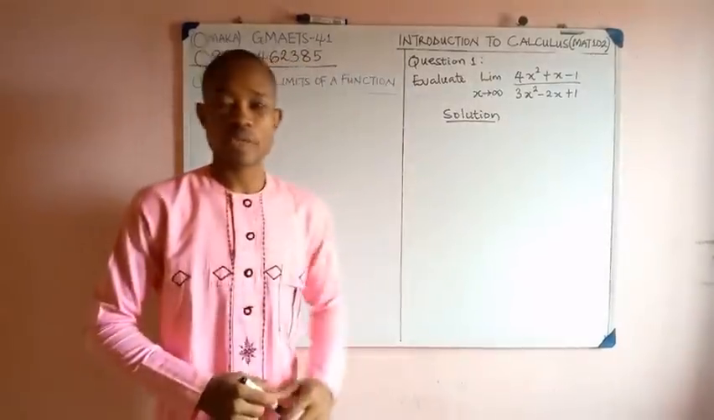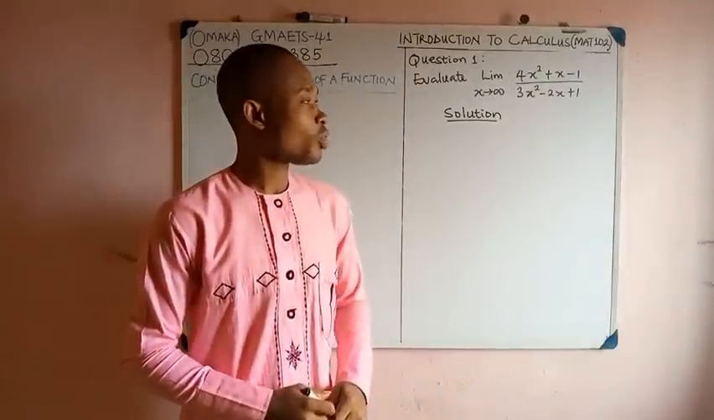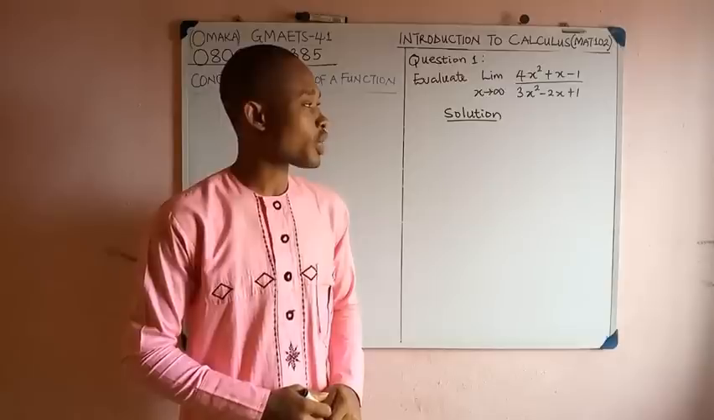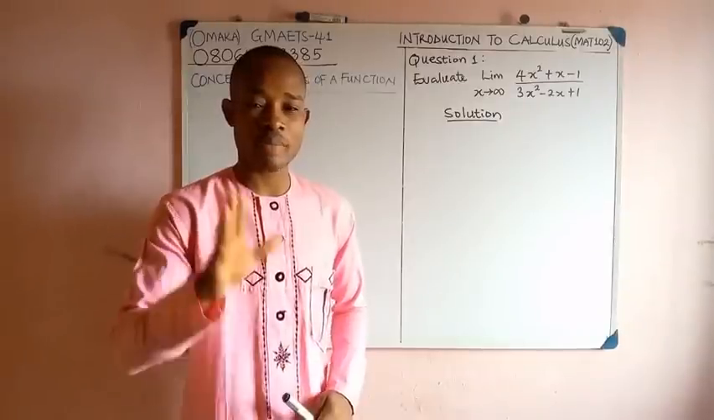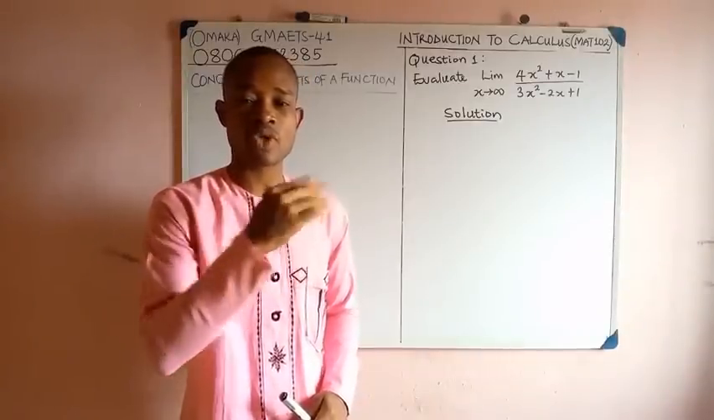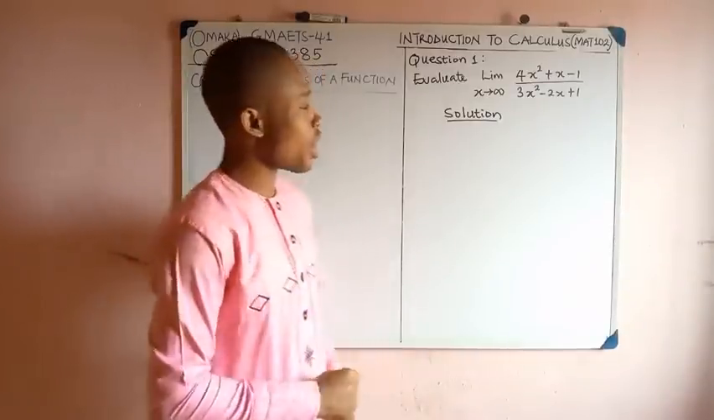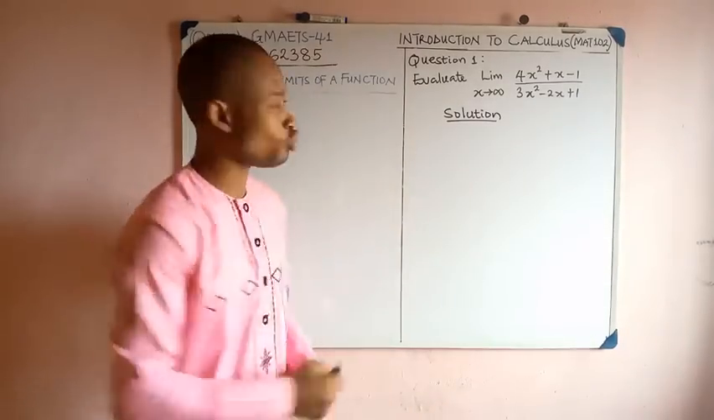I have this question on the board. We have to evaluate the limit of (4x squared plus x minus 1) all over (3x squared minus 2x plus 1) as x tends to infinity. Remember, in the previous video, we solved this problem using the division process. So this time around, I'm going to use L'Hôpital's rule.